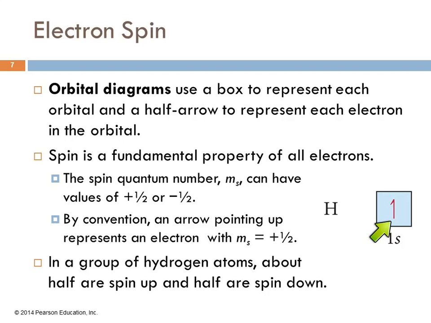We use half arrows to represent each electron, and the spin of these electrons, the arrows, is either up or down. By convention, we say if the spin is up, it's positive, and if it's down, it's negative. And if you look at a bunch of hydrogen atoms, you would find that about half of them are spin up and about half of them are spin down.